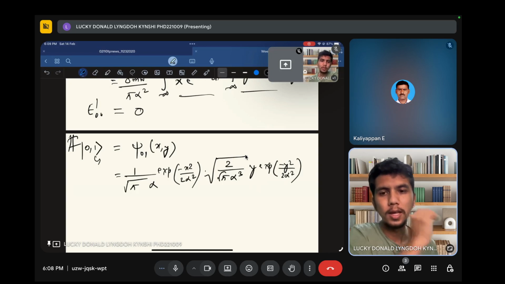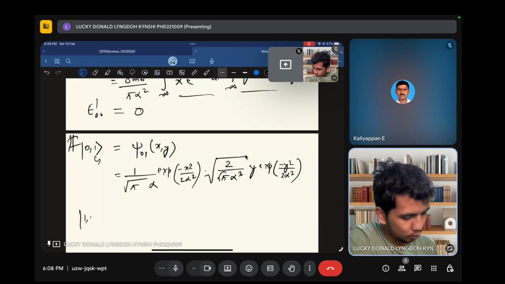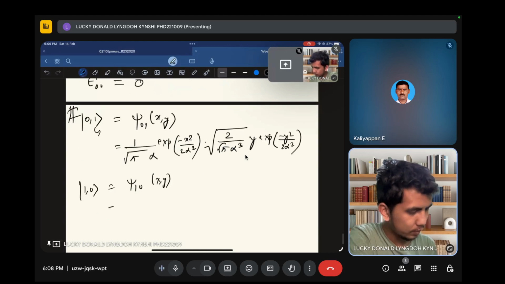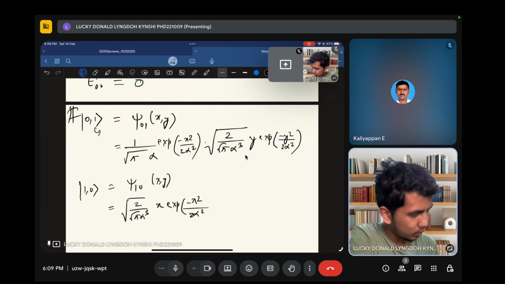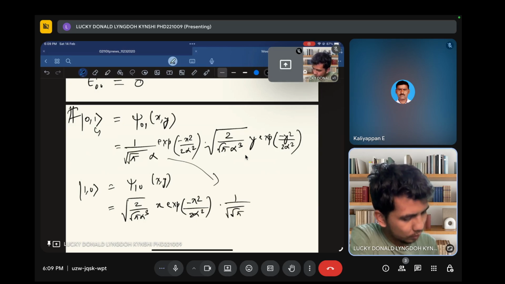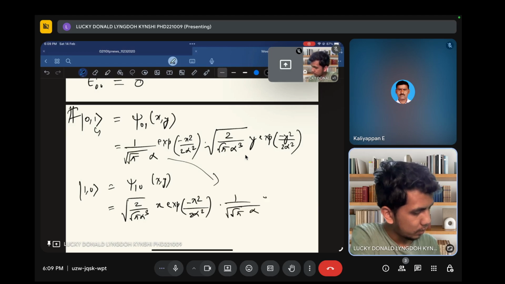You just need to substitute the wave function for nx equal to 0 and ny equal to 1. Similarly, for nx equal to 1 and ny equal to 0, that means psi 1 0 (x, y), you will have something like 2 divided by root over pi alpha cubed. Here instead of y, you will have x e to the power of minus x square by 2 alpha square, and then this term here will be coming 1 divided by root over pi. Sorry, here is another term here, and then alpha e to the power minus y square by 2 alpha square.